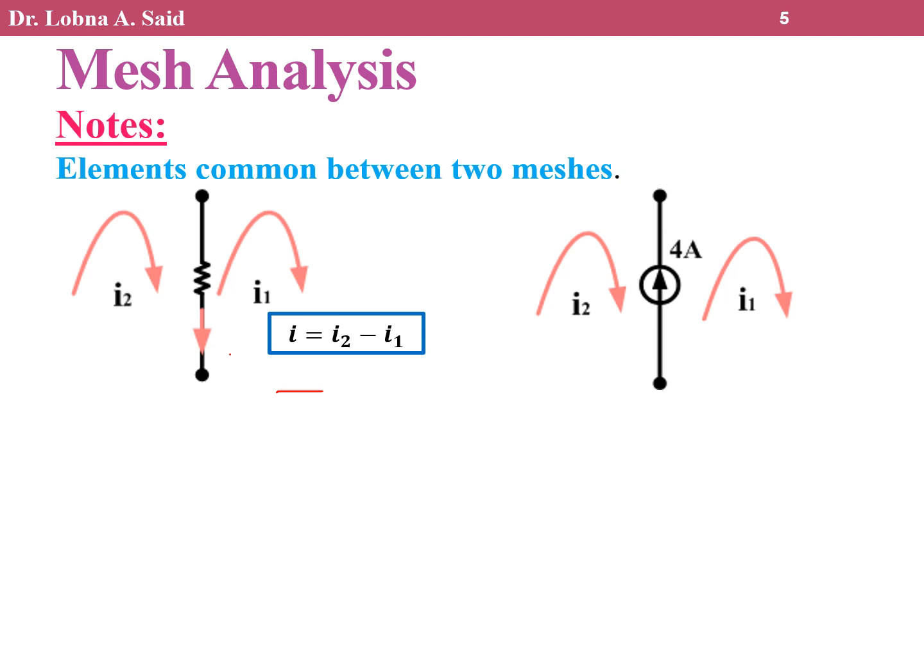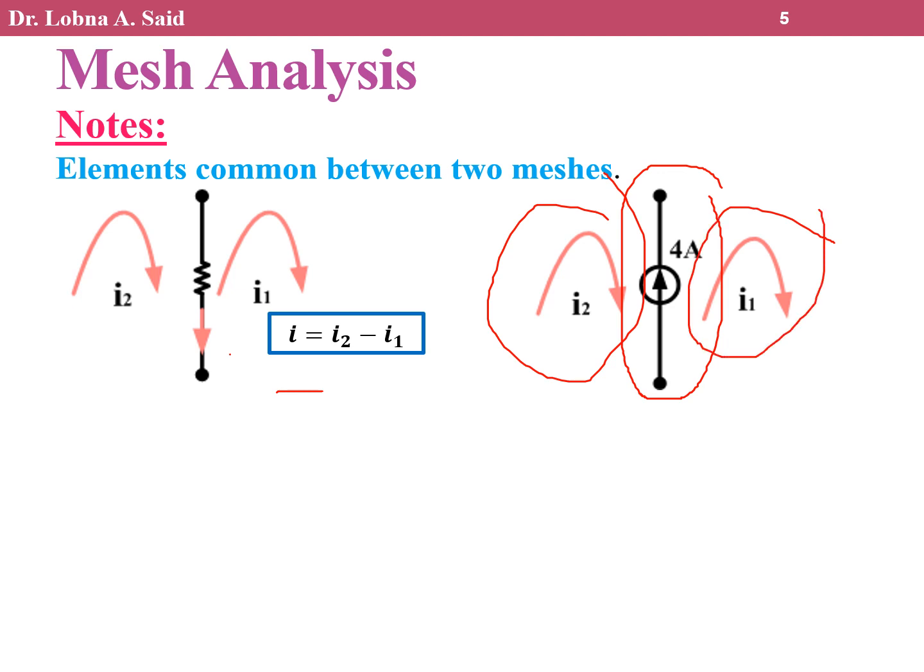Now, what if I have a current source between the two meshes? What if I have a current source in between the two meshes? This will mean there is a relation between I2 and I1. We would like to identify this relation. We will see that this current source is the resultant current between I1 and I2. How can we calculate or identify the relation between I1 and I2? Simply as this. 4 ampere in which direction? I1 or I2?